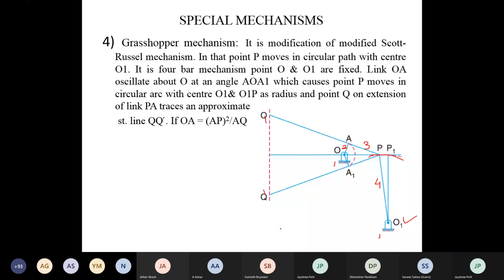Okay, now this ratio is very important. When you make a mini project of this grasshopper mechanism, you have to take down the distance of OA is equal to AP square upon AQ. Got it, all of you?